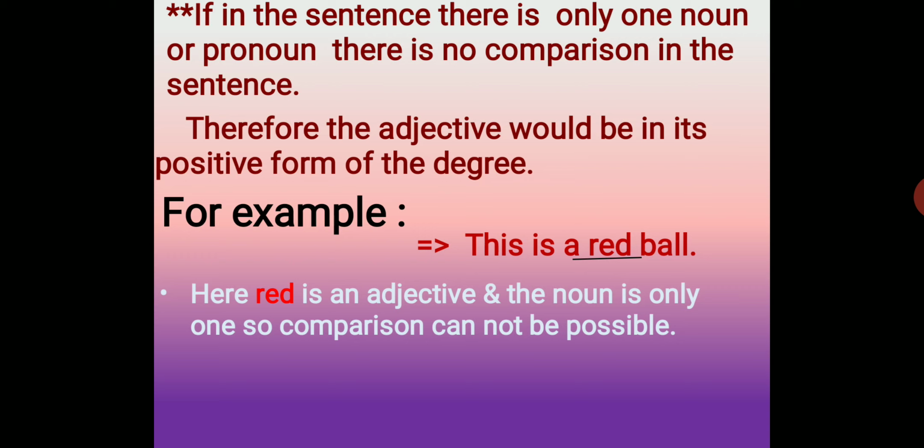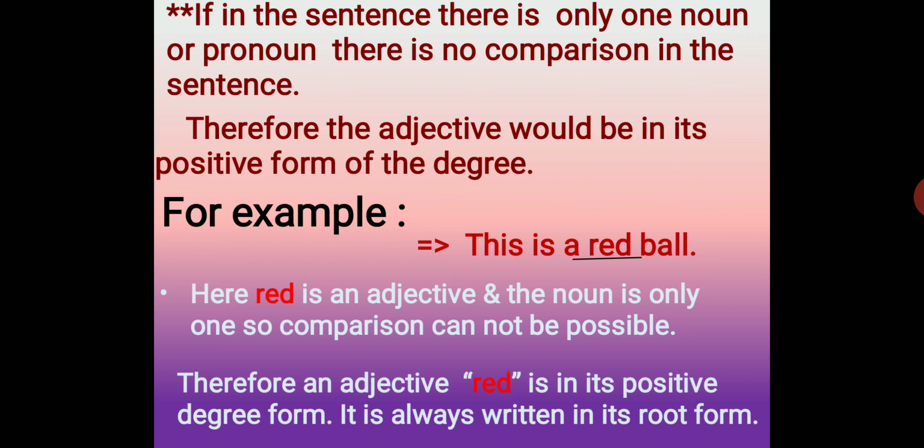So, if there is one noun in the sentence, comparison cannot be possible. Therefore, the adjective red is in its positive form of the degree. So, red is the positive form of the degree. It is always written in its root form. Root form means the main adjective without any changes. So, we have written red without any changes. So, it is called the positive form of the degree. Understand?